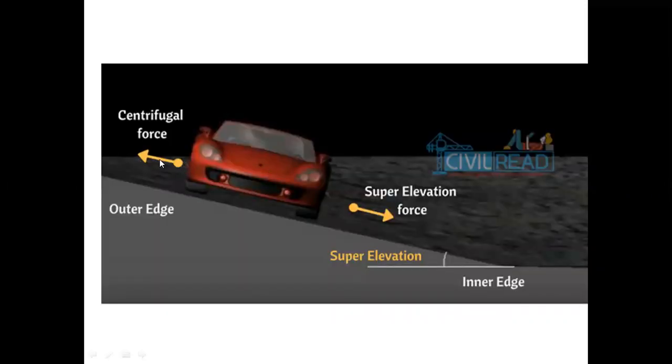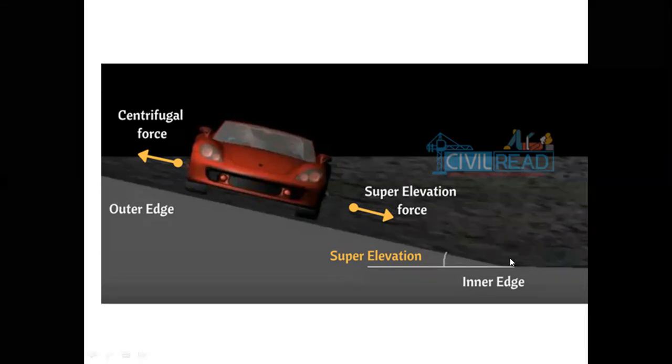See, the centrifugal force is pulling the vehicle outwards and the frictional force is pulling inside. In order to counteract the lateral skidding and overturning, you are going to raise the outer edge of the pavement. This is super elevation. You can see here, this is the slope. Can you see? You have raised the outer edge of the pavement now.